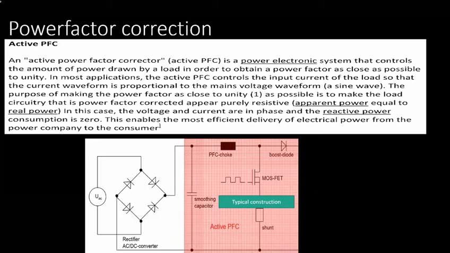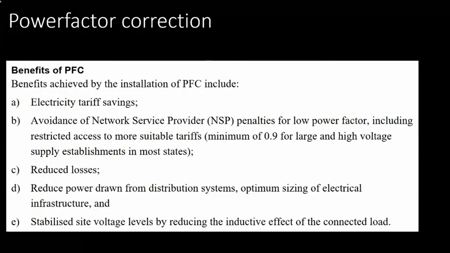What are the benefits of power factor correction? Of course, one of the immediate benefits is electricity tariff savings, because we are able to significantly reduce the reactive power component. As a result, the network service providers, as you probably have come across, it is also very common in India these days that energy utility companies charge a consumer, or a residential consumer, for low power factor. They will put a penalty that your building cannot have a power factor less than 0.9.